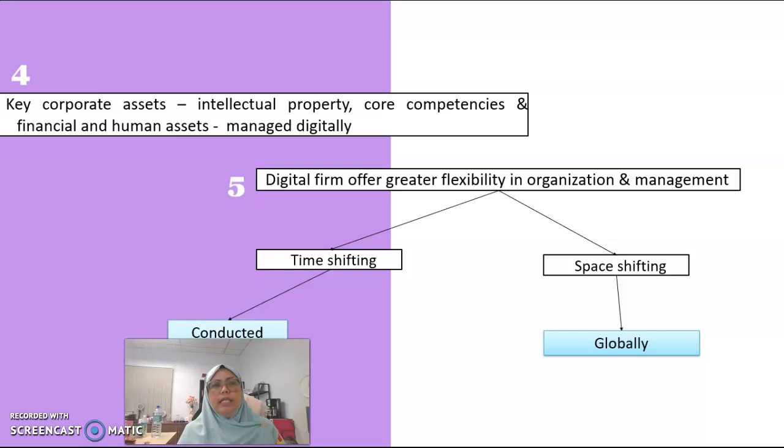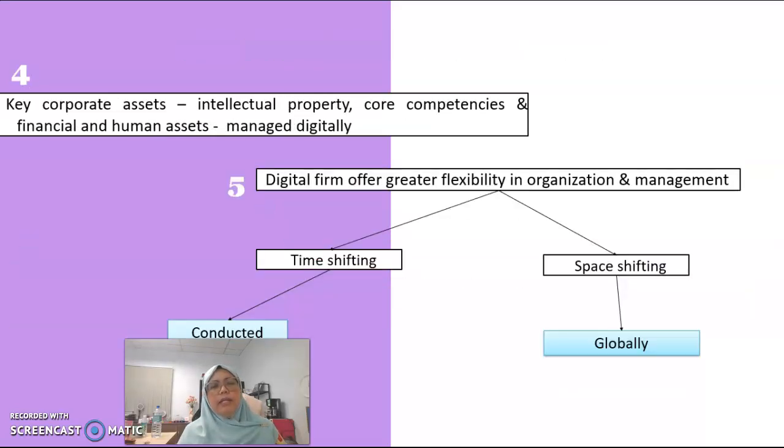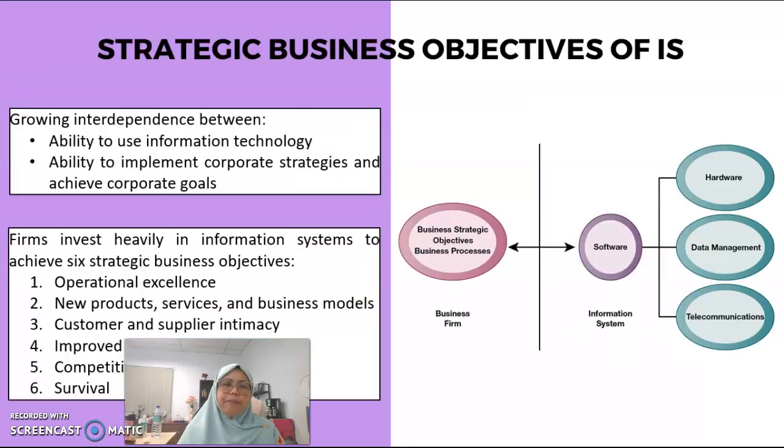And also in the digital firm, they have key corporate assets, such as intellectual property, core competencies, and financial and human assets, and everything is managed digitally. So the digital firm offers flexibility. Everything is flexible in terms of time and also space. Space can be globalized, and time can be conducted continuously, 24 hours, 7 days a week.